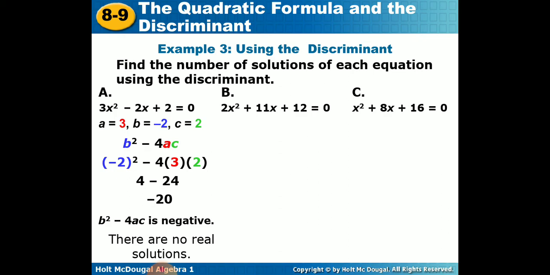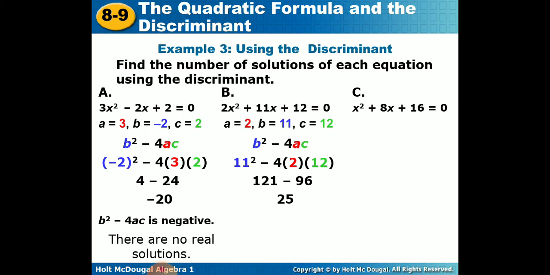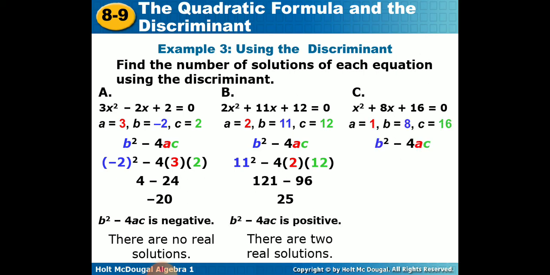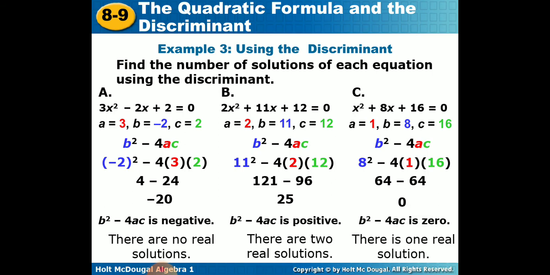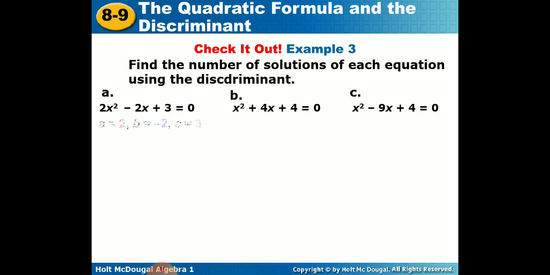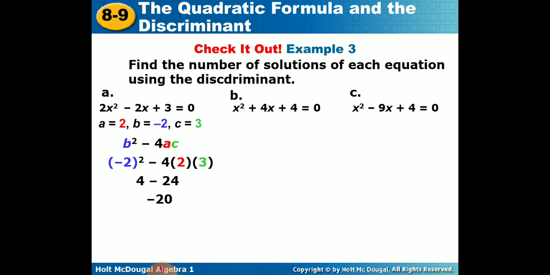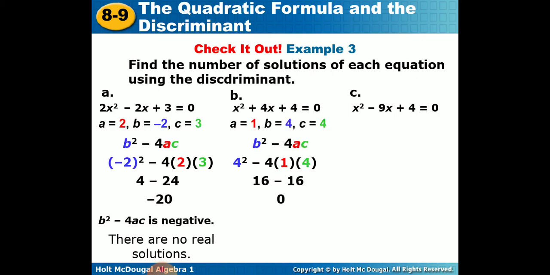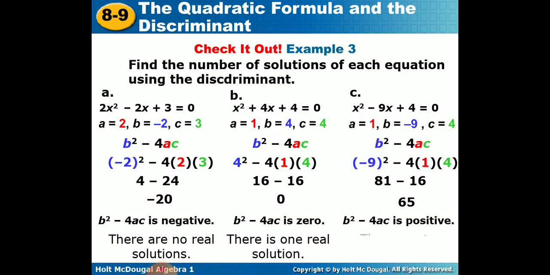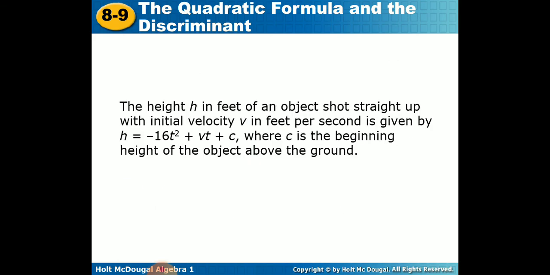So for the negative we don't have any real solutions, and for this one I found out it gives me positive, so I have two real solutions. When I calculated this, I found out this is 0, which means I have just one real solution, and let this be an assignment for you. This is a very easy one.